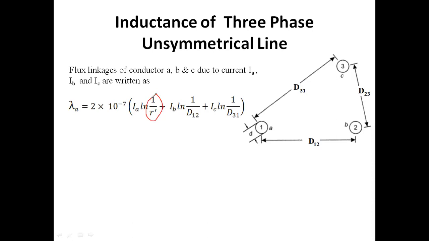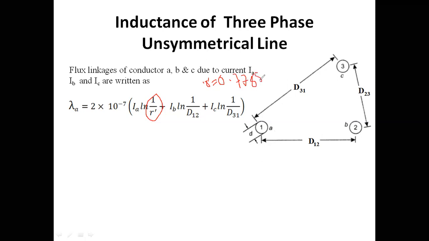And R dash is equal to 0.7788 R, that is e to the power minus 1/4 into R. This is called the effective radius.